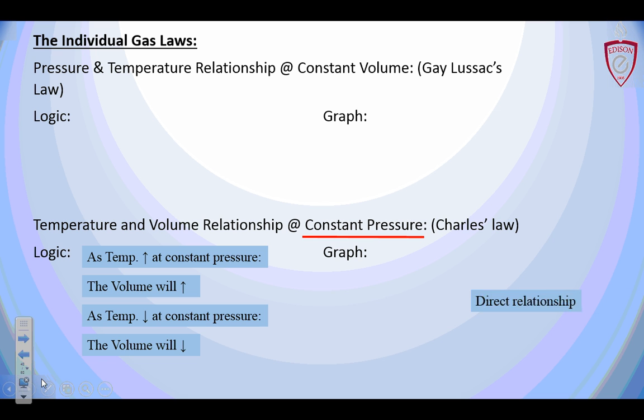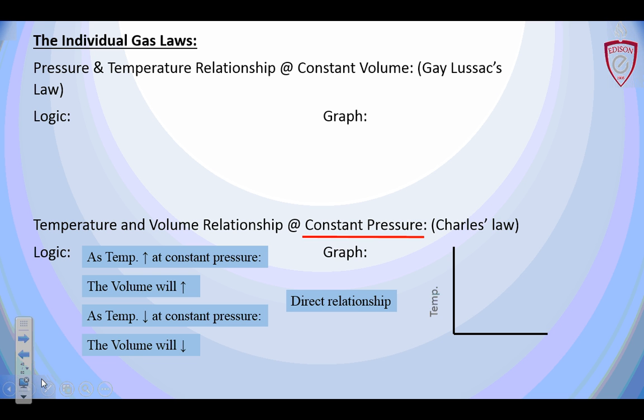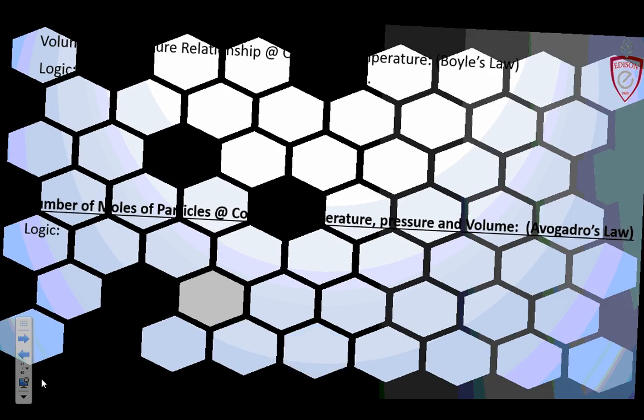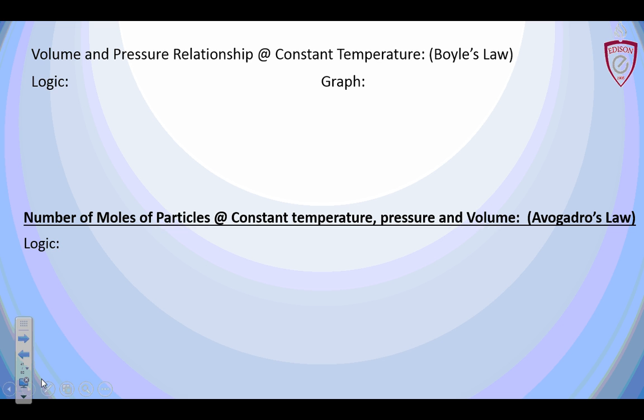So again, a very direct relationship. Temperature versus volume is another straight up line. Higher, higher, lower, lower. So these two are pretty good, very simple as far as logic goes. I think we can get our heads around those. The next one is going to be Boyle's Law.